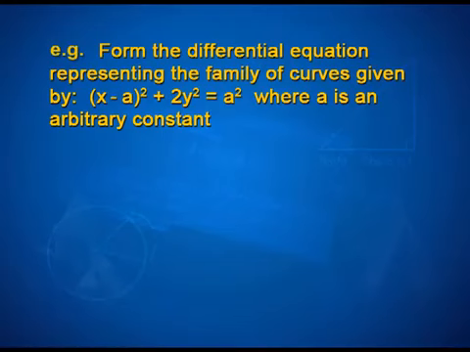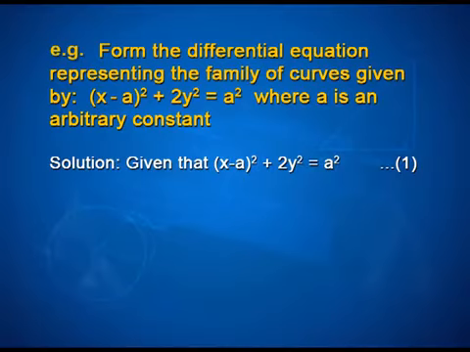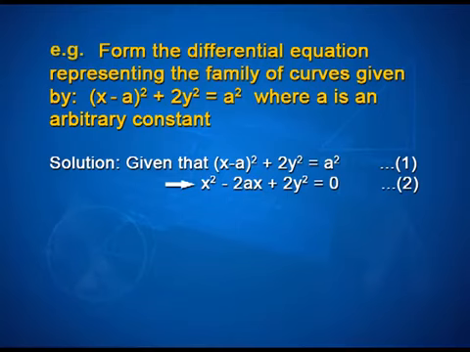Another example here. Form the differential equation representing the family of curves given by (x - a)² + 2y² = a², where a is an arbitrary constant. For the solution, given that (x - a)² + 2y² = a², take this as equation 1. This implies x² - 2ax + 2y² = 0. This is equation number 2.